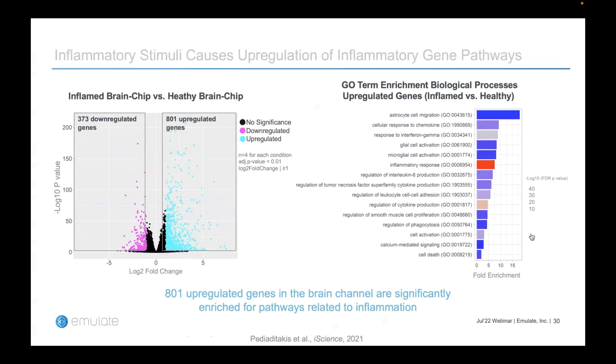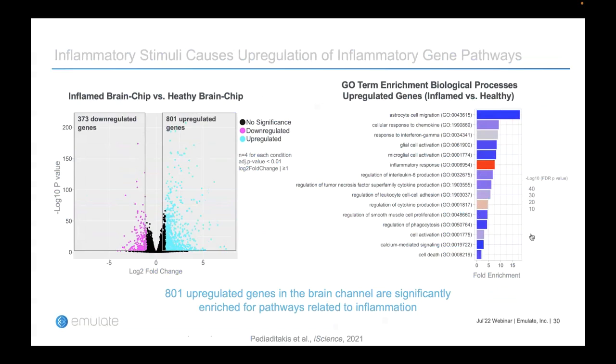Also, when we look at inflaming that brain chip, so we have a healthy chip, and then we induce a pathological inflamed state with TNF alpha, we see an upregulation of the relevant genes that are a response to that inflammatory cue. This includes astrocyte migration, response to the chemokines, response to interferon gamma, glial cell activation. These are all the relevant gene types that are upregulated as part of the pathology we're trying to emulate here.